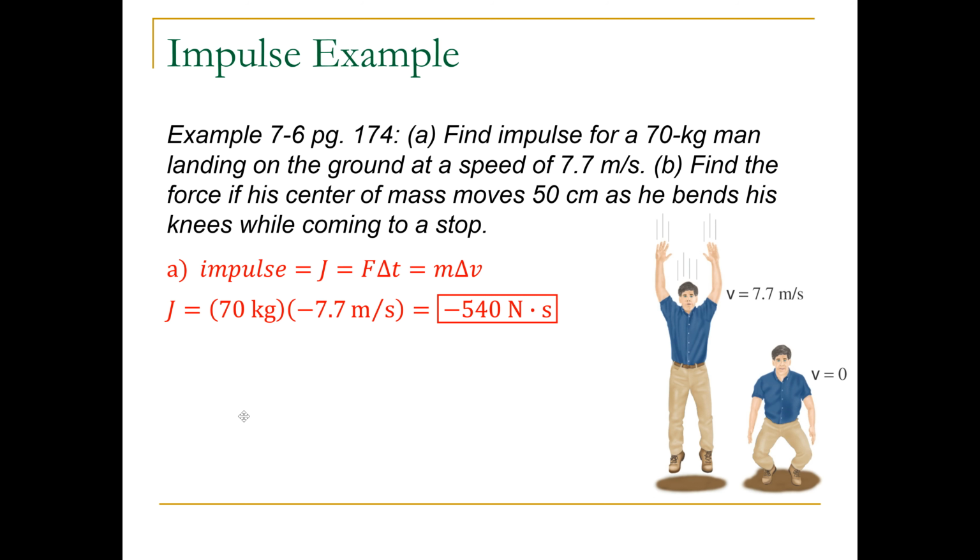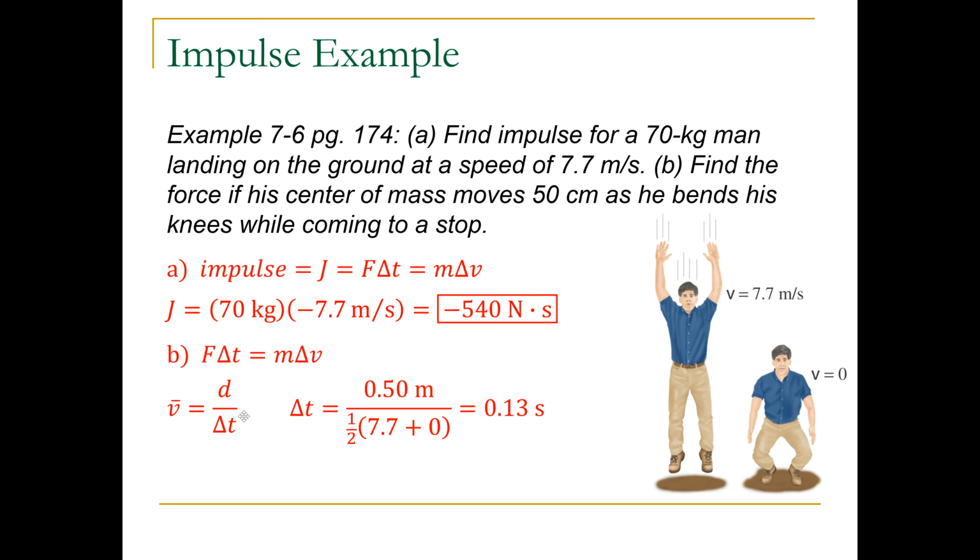For B, we're trying to find the force. This part is a little unclear which force, if we're finding net force or the normal force, because you get different answers. So I'll show you kind of both. So we have our impulse, force times delta t, equals mass times change in velocity. For the velocity, I'm looking at the average velocity being the distance over the change in time.